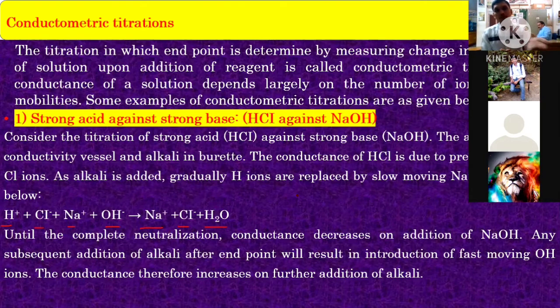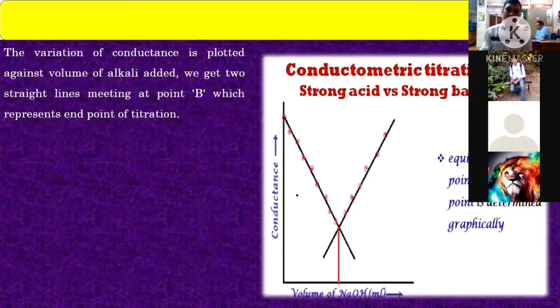At that point, the conductivity cell can conduct and record the conductivity on the conductivity meter. Okay, this is called strong acid against strong base conductometric titration. You see in a graph, the variation of conductance is plotted against volume of alkali added. We get two straight lines meeting at point B, which represents the end point of titration.